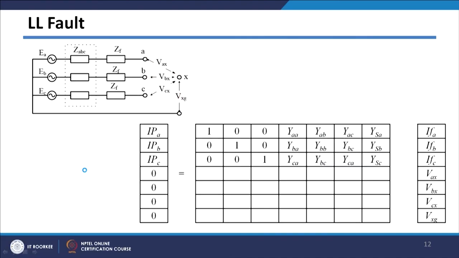In this case, say lines A and B are shorted, which means this will be shorted with respect to this line. So I can say VAX will be equal to 0, VBX will be equal to 0, and IFC will be equal to 0 because there will not be current, it is not faulted.